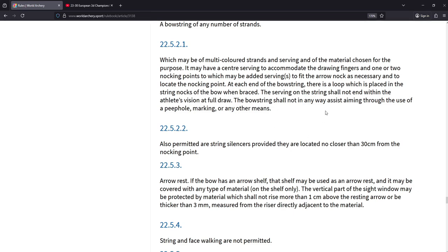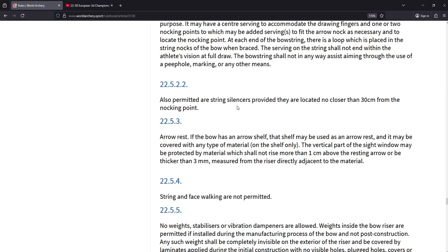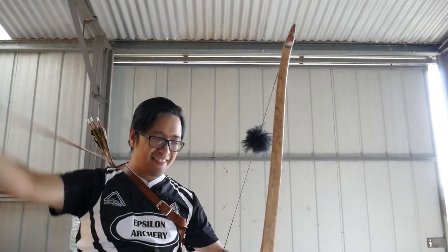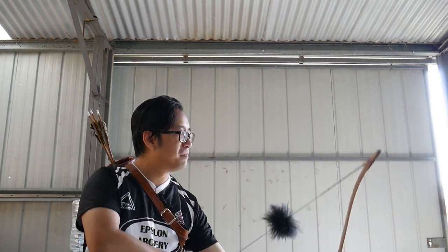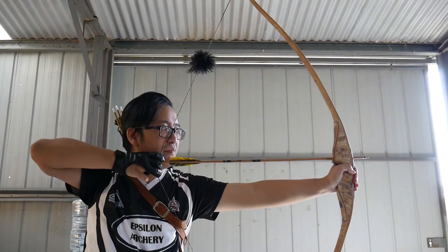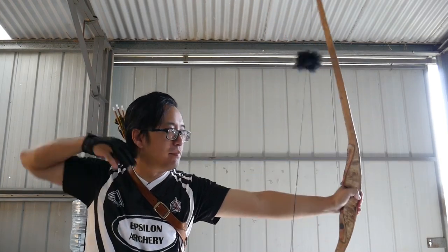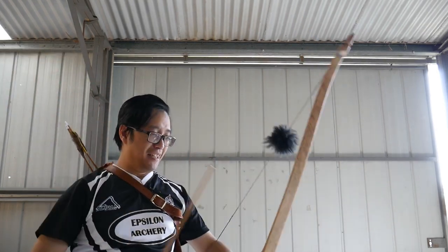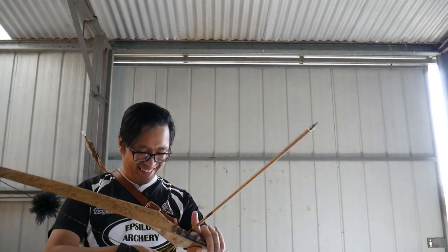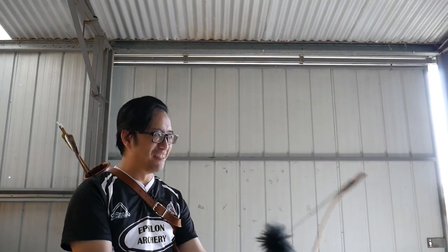22.5.2.2. The string can also have string silencers, provided they are no closer than 30 centimeters from the knocking point. So again, that's the same rule as the traditional. You can have those puffy, fluffy balls which can dampen vibration. They're legal, but they can't be closer than 30 centimeters from the knocking point. So in other words, again, not in the eye line. You can't have them in a way which can be used to aim. That's the spirit of the rule.